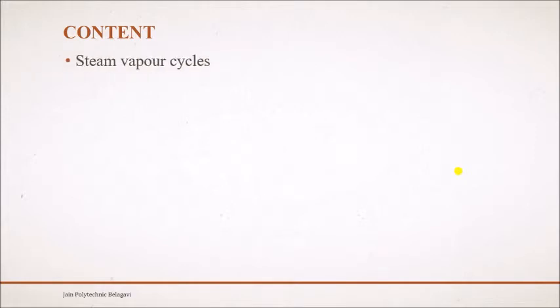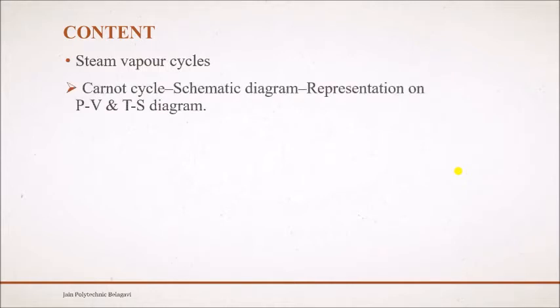Here we'll be seeing what we mean by steam vapor cycles. These steam vapor cycles are used in power plants for producing electricity, or what we can say the power output. Here we'll be covering two types of cycles.